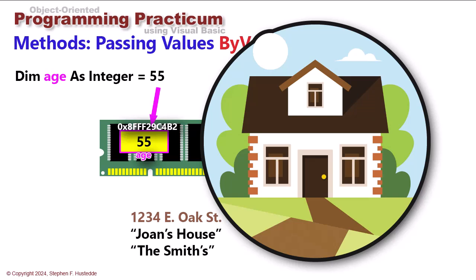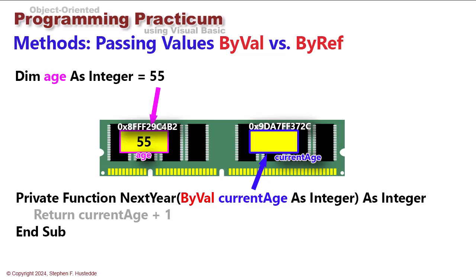Okay, nothing new there. But when we create a function, in this case, private function next year, in the parameter list, I'm going to create ByVal, a variable called current age, as integer. Now that ByVal really does the same thing as the dimension statement. It goes out and it creates a space in memory, a different address, and we give it the name current age to work with the contents of that address in RAM. The ByVal simply tells us how we're going to transfer the information from the calling statement to this new address.